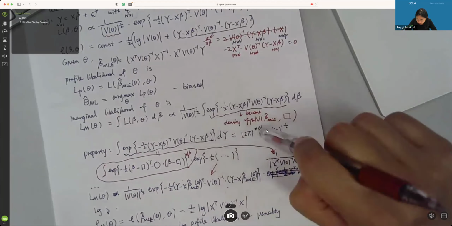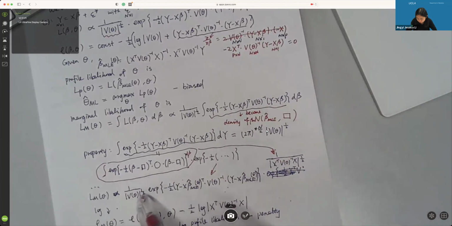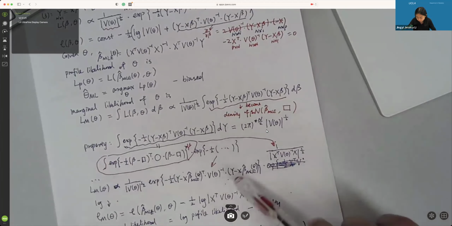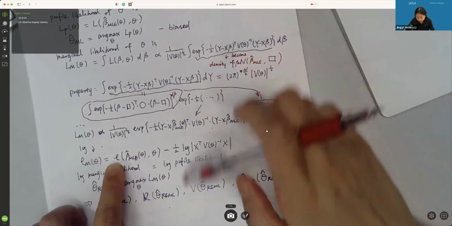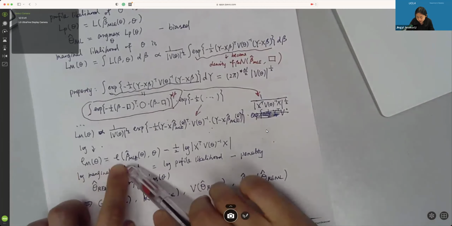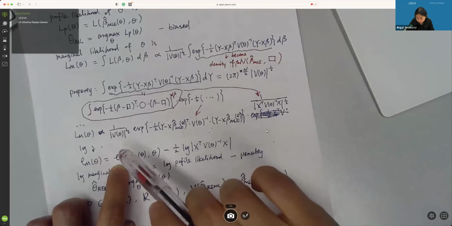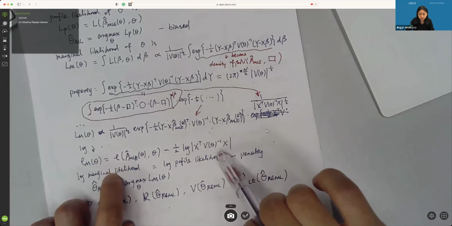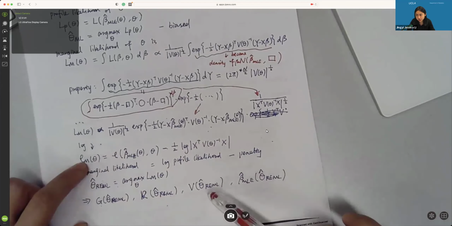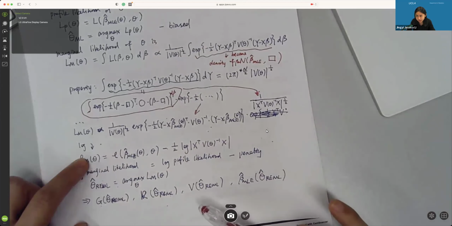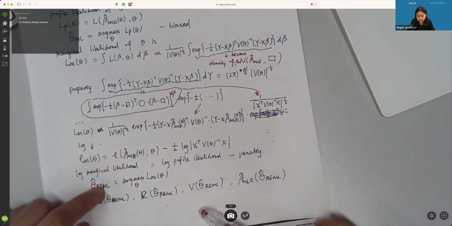Then you can solve this integral, and finally, you can show that there is a relationship between marginal likelihood of theta and the profile likelihood of theta, which actually is this. On the log scale, log marginal likelihood of theta is equal to log profile likelihood of theta minus this term that involves theta. Okay, so then if we want to find the maximizer of the marginal likelihood and call that an estimator of theta, it is called restricted maximum likelihood, REML estimator.